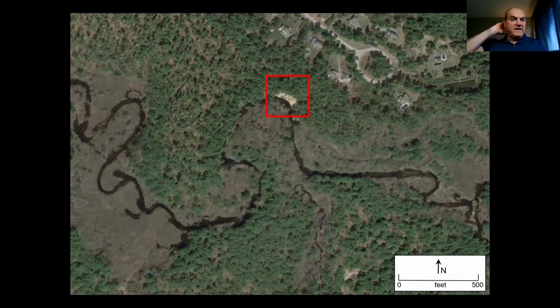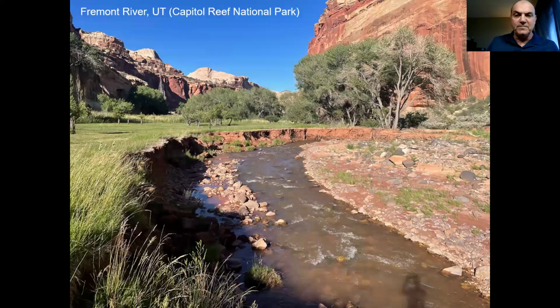Here on the Fremont River in Utah, which is within Capitol Reef National Park. I'll be honest with you, this is an example from some of the other authors on the report that I'm not familiar with, but I think I can carry forth with the example here. This is within the national park.